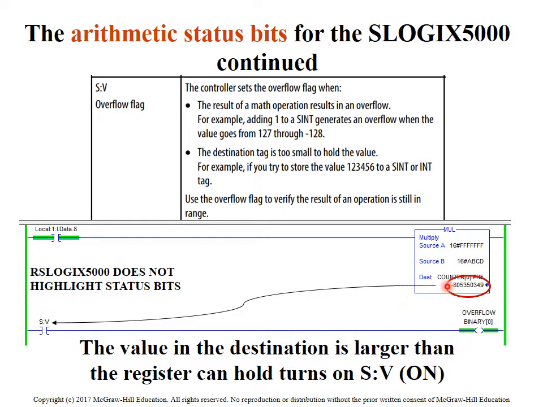So what I wanted to illustrate here is that when we get some value that's overflowed, this SV comes on, and we see, with this coil on, indicating that this SV is on. The destination is larger than the register could hold, so it turns on SV. So essentially the number that you're looking at isn't necessarily the true number, because it overflowed the register. It went beyond what the register could hold.